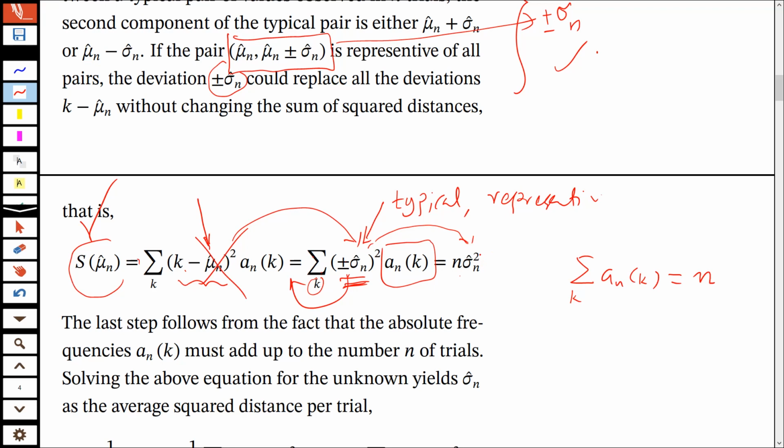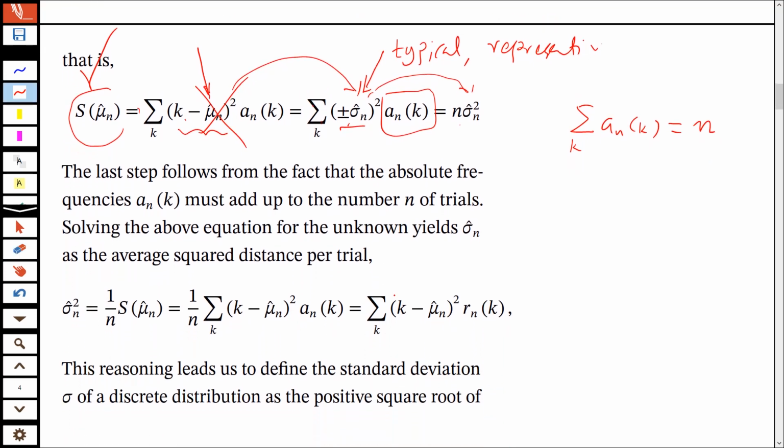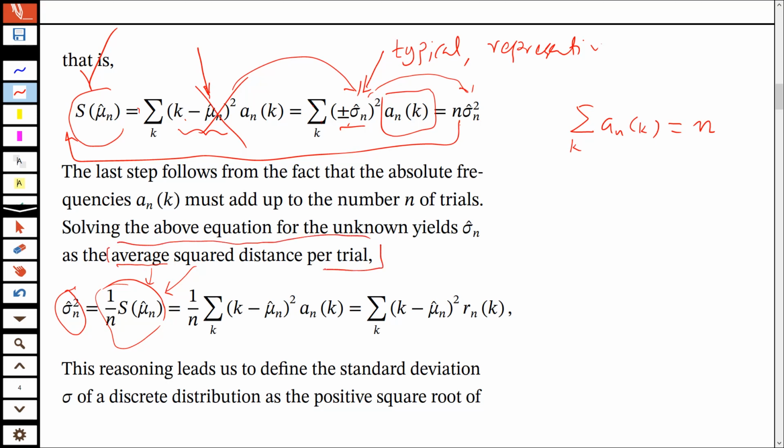Now what does this tell us? That we can now use this equation to discover an expression for this estimate of our spread. Just take this n to the other side of the equation and you have your formula. It happens to be the average squared, because this is the sum of squared distances. If you divide that sum by n, you get the average squared distance per trial. So my intuition for a measure of spread is this. It is basically the average squared distance per trial.